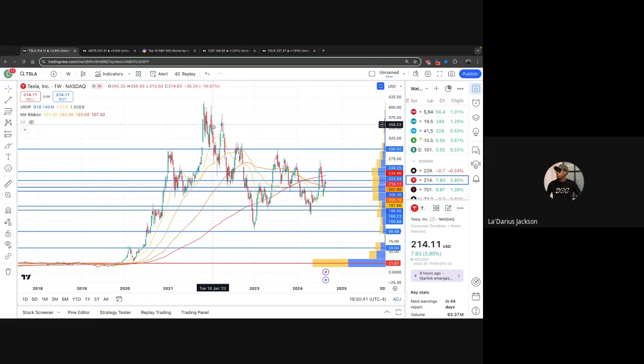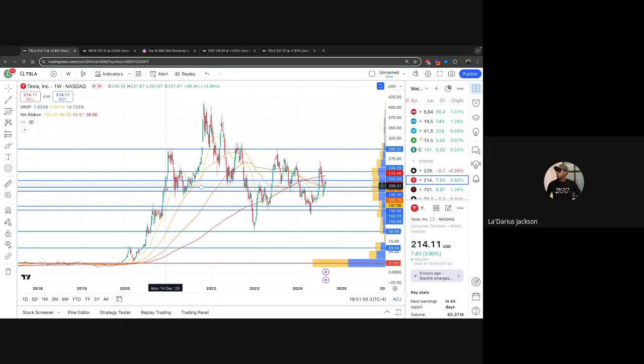We never seen 380 again, except for on this wick. And then after that, we never really saw 300 again, except for on this wick. So we just have a long line of consolidation. And right now, Tesla is at 214, and Tesla was at 214 back here in December of 2020.